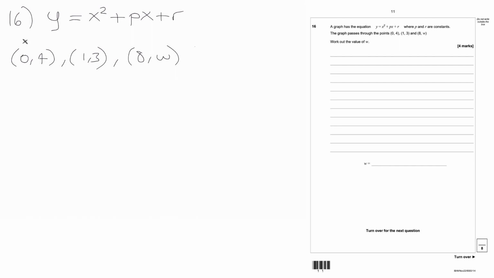So the first thing that I'm going to do here, and I'm just going to label these coordinates x and y. So what I'm going to do here is I'm going to use these coordinates to find out the value of the last set of coordinates. So I'm going to use this first coordinate here. So this first coordinate, we have that x is 0. And this is quite handy because it eliminates this p constant for us. So when x is 0, y is equal to 4. So the equation at the top becomes 4 is equal to 0 squared plus p times 0 plus r.